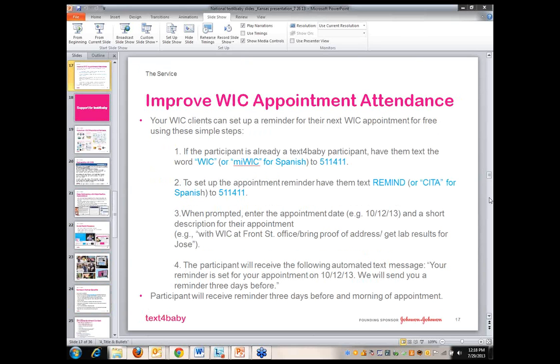So again, this slide is talking about WIC appointment reminders, but really they're appointment reminders for anybody. Right now, when we've worked with some of the WIC clinics, we've been able to follow if a user signed up at a WIC facility, they could actually text in WIC when they're asked to give a participant code, just so we can track them as WIC. But any user, if they're not WIC, this doesn't apply to them.